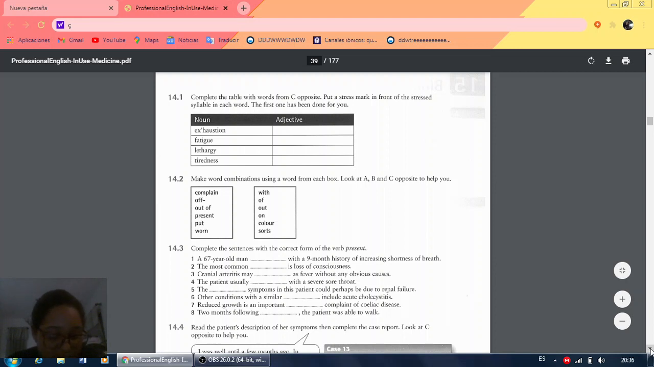Read the patient's description of her symptoms, then complete the case report. I was well until a few months ago. I just felt cold and a bit tired, and later I felt completely worn out, and the day I sleep more than usual. I have been sweating at night in the last year. My emotions are up and down.